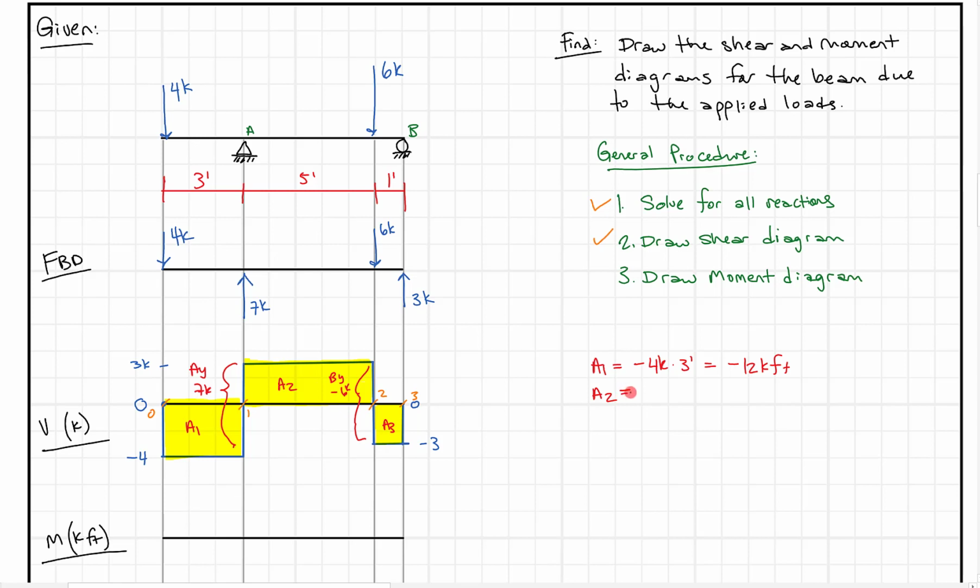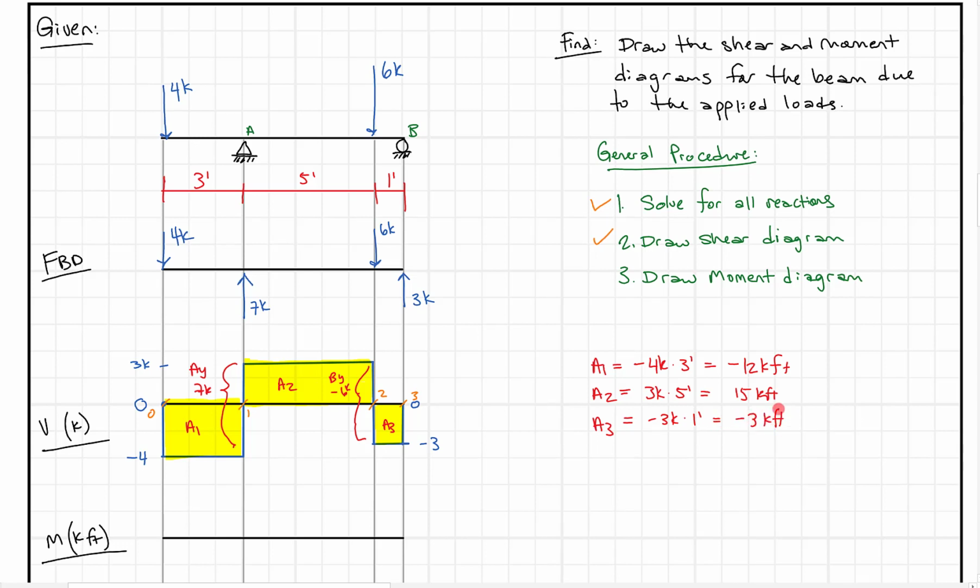So area 2, what do we have? Well, we come up to a height of 3 kips. So that's going to be 3 kips times a distance here of 5 feet. So we get 15 kip feet, right? And then our last area here, area 3, what do we have? Well, we have -3 kips times 1 foot, which is -3 kip feet.